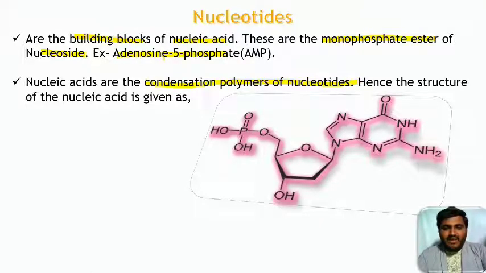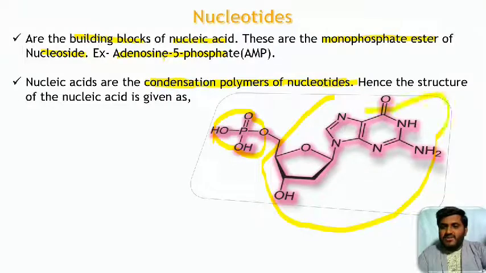So nucleic acid is nothing but a condensation polymer of nucleotides. How is a nucleotide prepared? It is a monophosphate ester. Look here, this one is a monophosphate, H2PO4, nothing but a phosphate group, esterified to a nucleoside. This entire thing is called a nucleoside. So a monophosphate ester of a nucleoside is called a nucleotide. This is an example of a nucleotide.